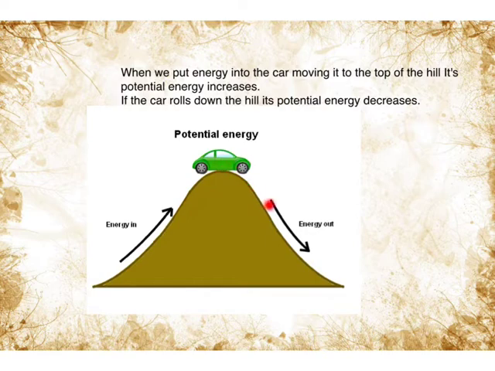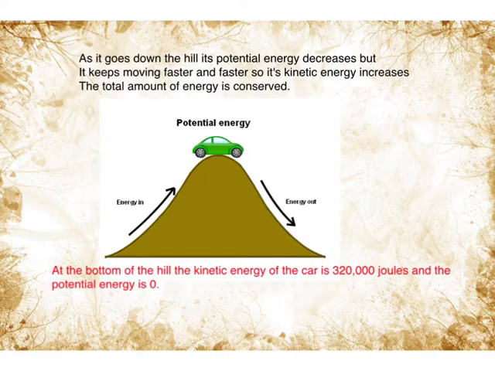Then the car rolled down. It decreased the potential energy down to 0 at the bottom. As the car goes down the hill, the potential energy decreases, but because of the pull of gravity, the speed of the car is getting faster and faster and faster, so it's getting kinetic energy, and as it goes faster and faster, the kinetic energy increases.